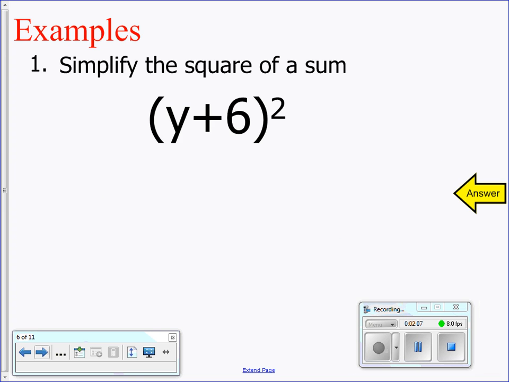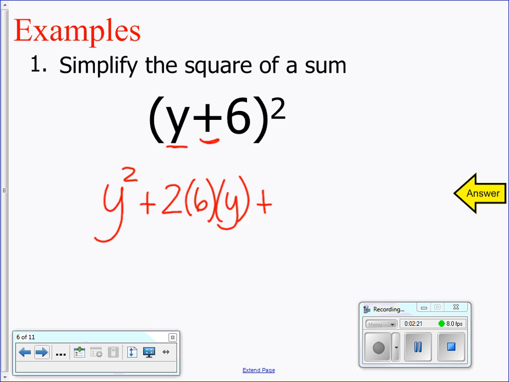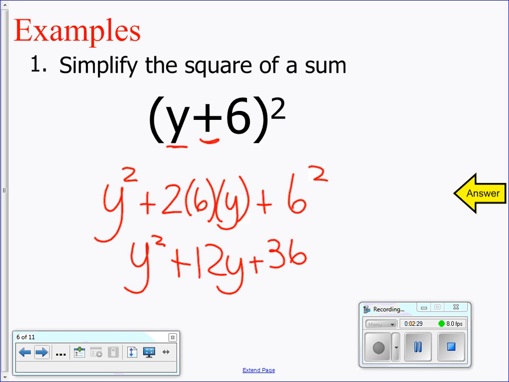So some examples. Here we've got the square of a sum. So we take the first term and we square it. Plus, because that's plus, 2 times the first term times the second term, plus the second term squared. So it gets y squared plus 12y plus 36.